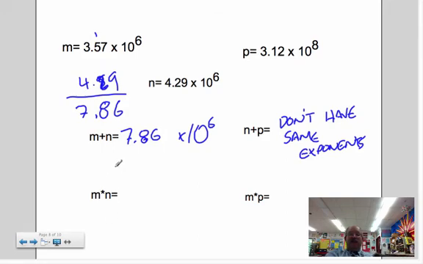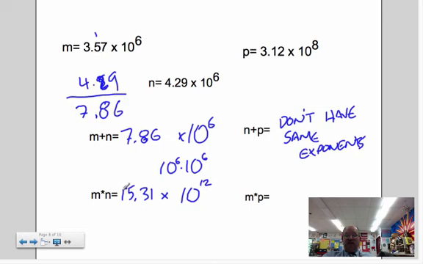Okay, m times n. If you remember, when you're multiplying with exponents, I've got 10 to the 6th times 10 to the 6th, and so what we do is we add the exponents together. Don't worry too much about that if you don't quite remember. It's not really the point here. So this becomes 10 to the 12th. And then we would multiply 3.57 and 4.29. When I multiply those two numbers, I end up with 15.31 times 10 to the 12th.